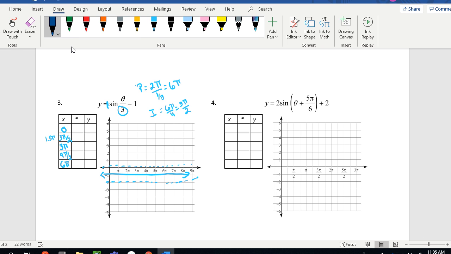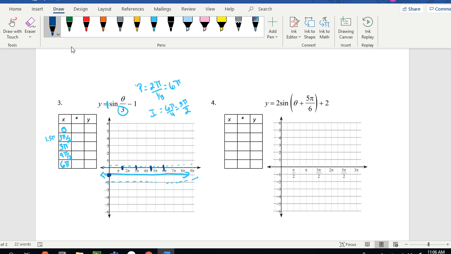So as scary as this seemed, it's really not all that bad. It starts on the amplitude, on the midline. And we know we have to go out 3 pi over 2. So 1.5 pi. Here's 1.5 pi. There's another 1.5. Here's another 1.5. Here's another 1.5. Okay, so as crazy as it seemed, it's not that bad.